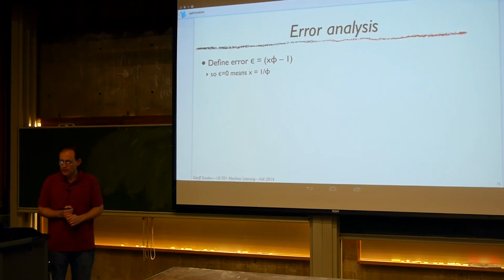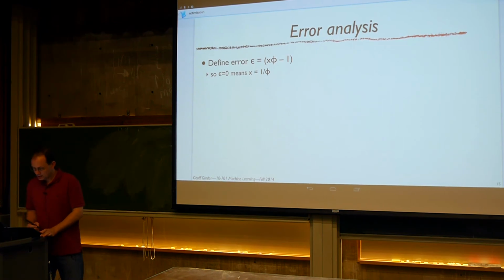So let's define an error measure, which is the difference between 1 and the product of x and phi, right? So if that error measure is 0, we found the reciprocal. And then the error at the next step, right? So the next step is going to be x plus 1 minus x times phi. Sorry. That's the x at the next step. I asserted on the previous slide that the update was x times 1 minus x phi. And then the new error is going to be that times phi minus 1, right? So this is epsilon t plus 1.